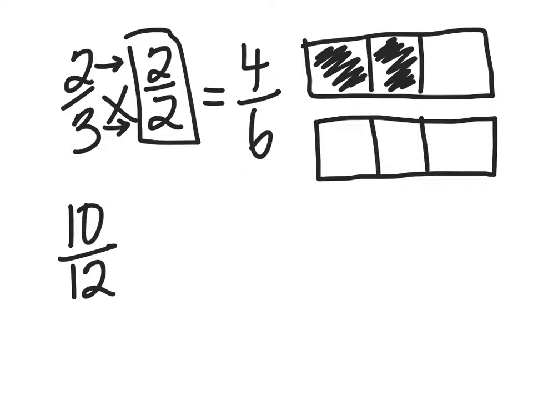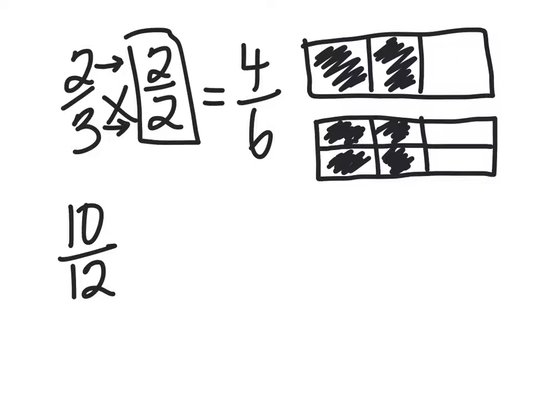But now, if I wanted to, I could cut it in half, which would give me 6 pieces. And if I shaded 4 of them, really and truly, if I compare the 2 pictures, the same thing is shaded. It looks different because it has different parts, but really and truly, it's the same. It's equivalent. It's equal.